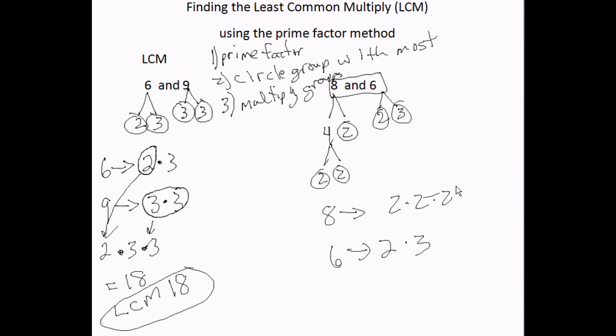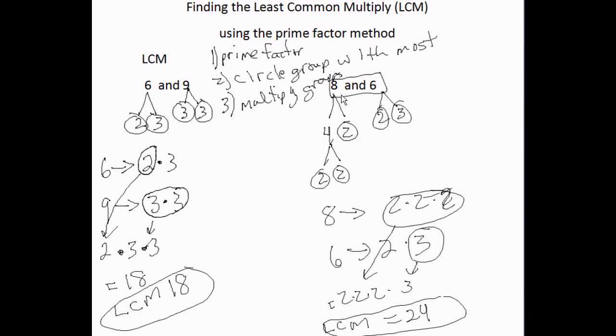Circle the group that has the most 2s. I have 3 of them up here and only 1 down there. And then circle the group with the most 3s. There's only 1 there. Step 3, multiply all your groups. I have a 2 2 2 circled, and I have a 3 circled. My LCM is multiplying all these together. 2 times 2 is 4. 4 times 2 is 8. 8 times 3 is 24. My LCM for 8 and 6 is 24. 24 is the smallest number that 8 and 6 can both be divided into.